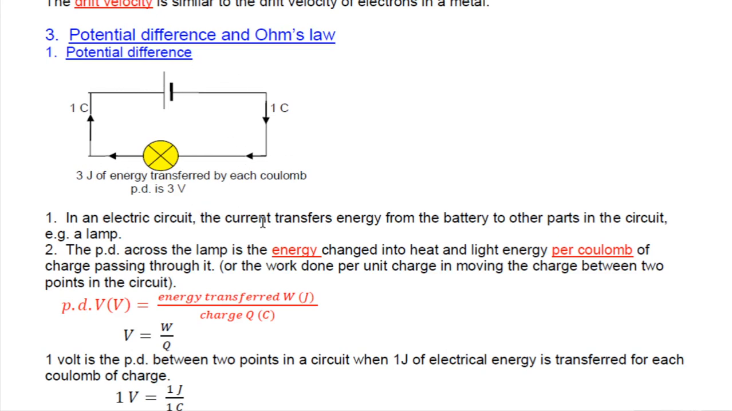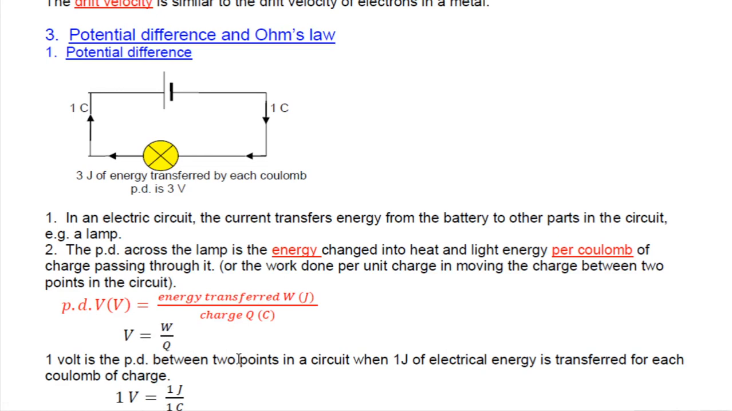So in an electric circuit, the current transfers energy from the battery to other parts of the circuit, e.g. a lamp. The PD across the lamp is the energy changed into heat and light energy per coulomb of charge passing through it, or the work done per unit charge in moving the charge between 2 points in the circuit. So there we are, the PD V is equal to energy transferred over charge. So V is equal to W over Q.